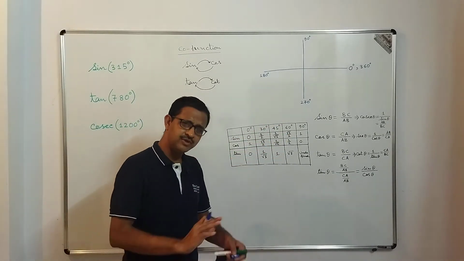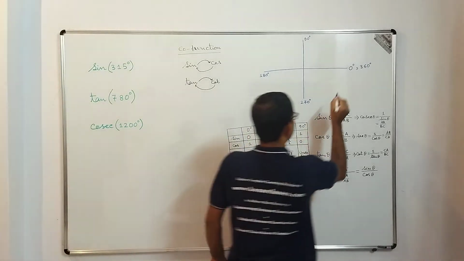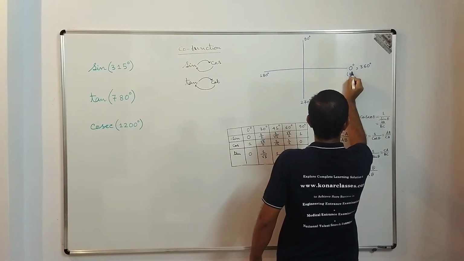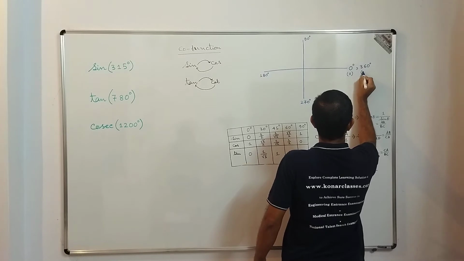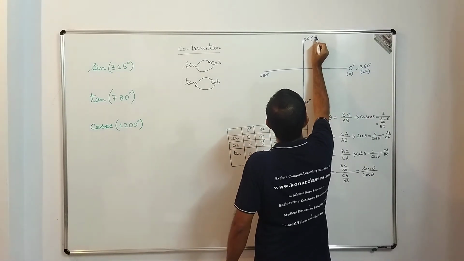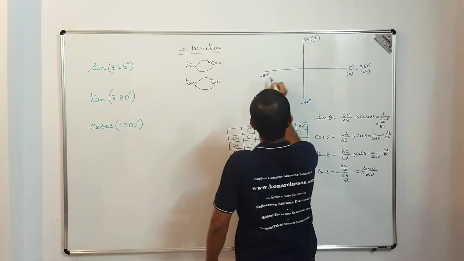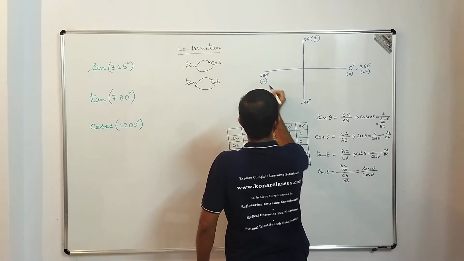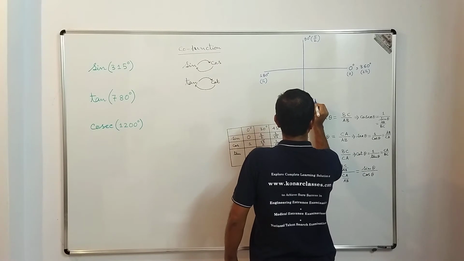Okay, now we can say in the radian concept also, 0 degree means 0 radian, 360 degree means 2 pi radian, 90 degree means it is pi by 2 radian, 180 degree means it is pi radian, 270 degree means it is 3 pi by 2 radian.